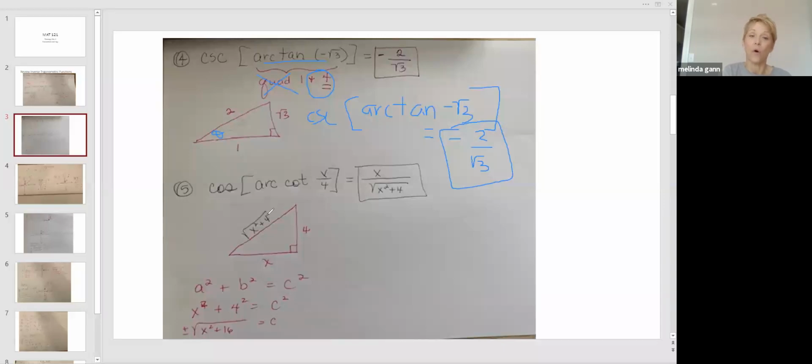Okay, so here's my triangle. Now remember, here's my angle. I need the cosine of that same angle, and cosine is adjacent over hypotenuse. So that's where I got that. So if I'm in quadrant 1, then that x would be positive, so I would get a positive answer. If I was in quadrant 2, that x value would be negative, and I would get a negative answer.